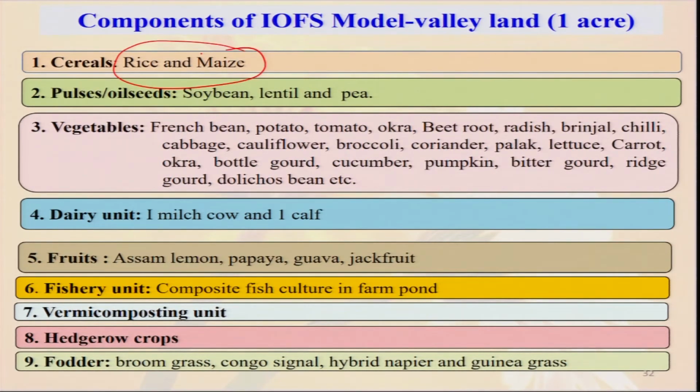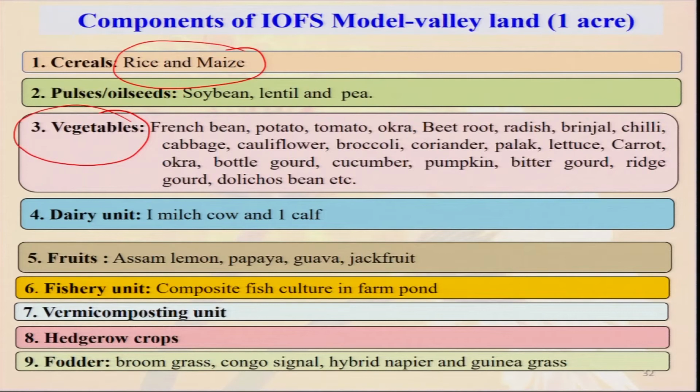There is also need of pulses and vegetables, so we have made an organic kitchen garden. And throughout the year, we are growing different types of vegetables, lots of vegetables, with the help of water. We have one dairy unit, one milk cow, and recently you can also introduce a duckery. You can keep 20-30 ducks so that you can get eggs and sell them in the market. Similarly, you have fruit trees, you have a fishery unit, you have the vermicompost unit and fodder.